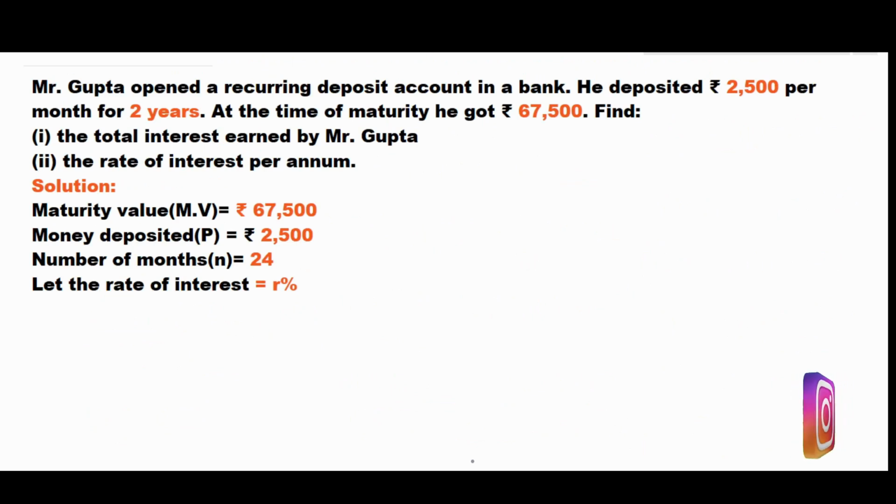The third problem is, Mr. Gupta opened an RD account in a bank. He deposited ₹2,500 per month for 2 years. At the time of maturity, he got ₹67,500. Find the total interest earned by Mr. Gupta, and second, the rate of interest per annum. Let's write all the data given. Maturity value MV is 67,500. Money deposited, that is P, is 2,500 per month. The number of months is 24. The rate of interest I have chosen, let it be R.